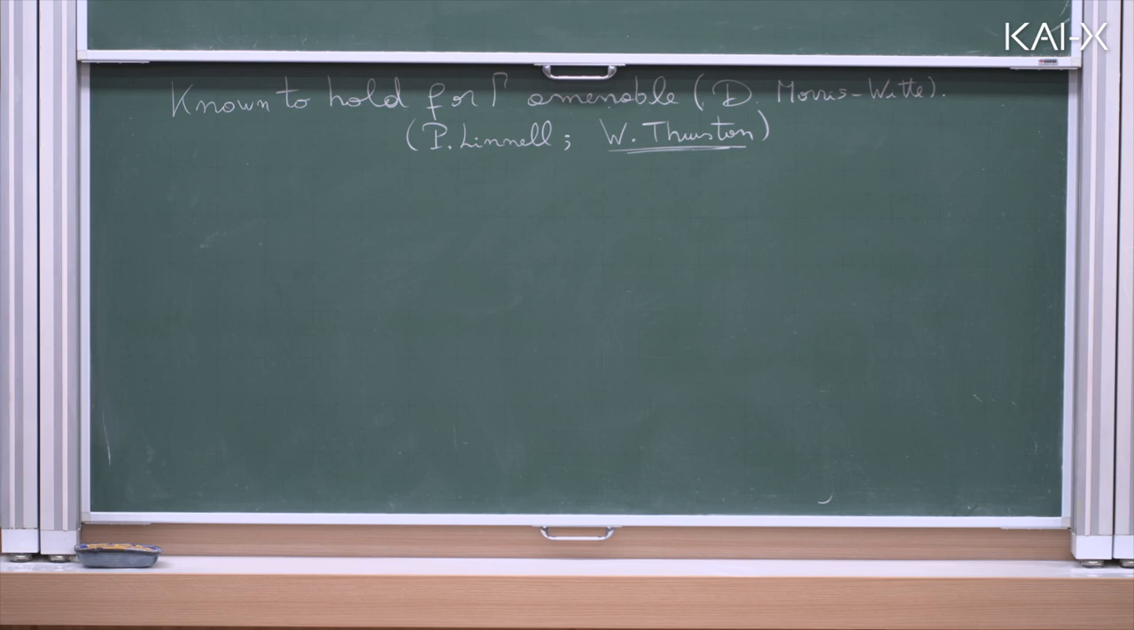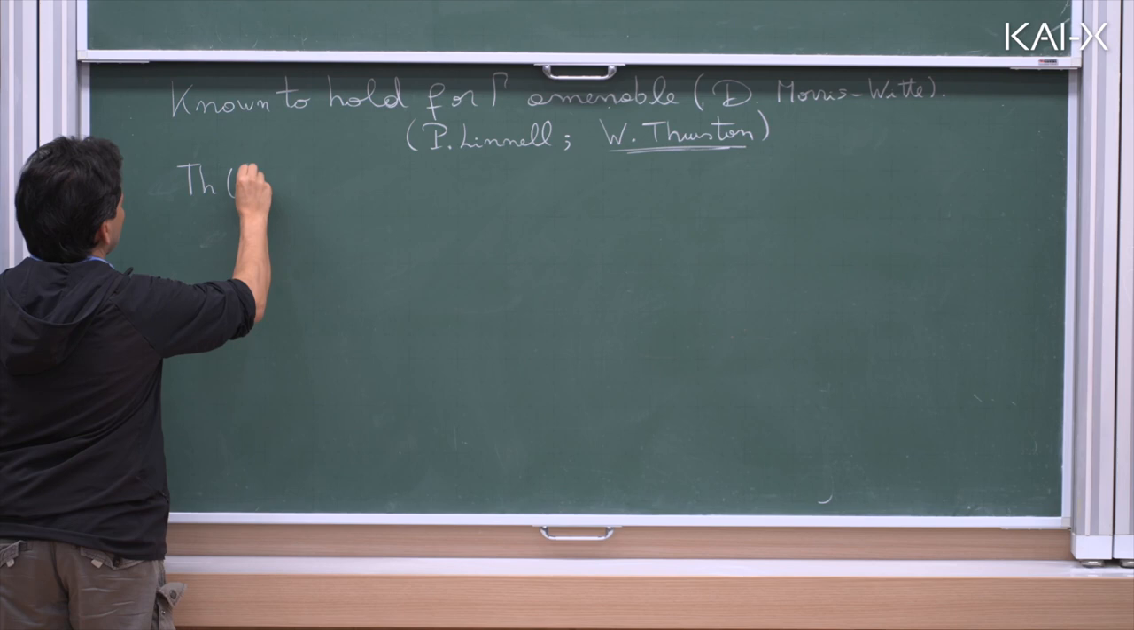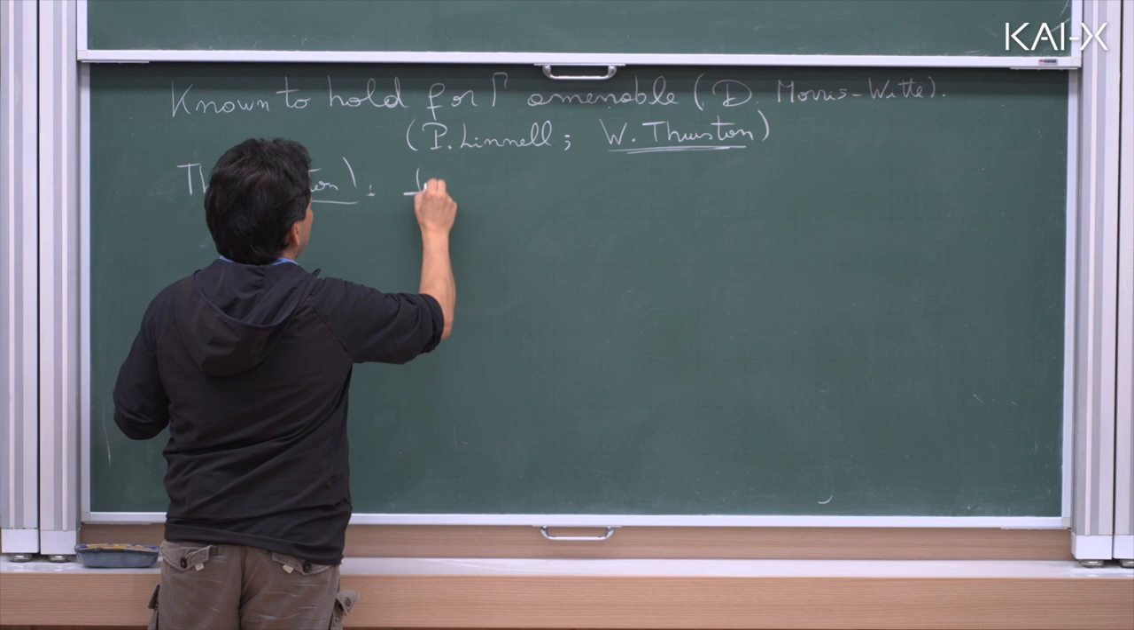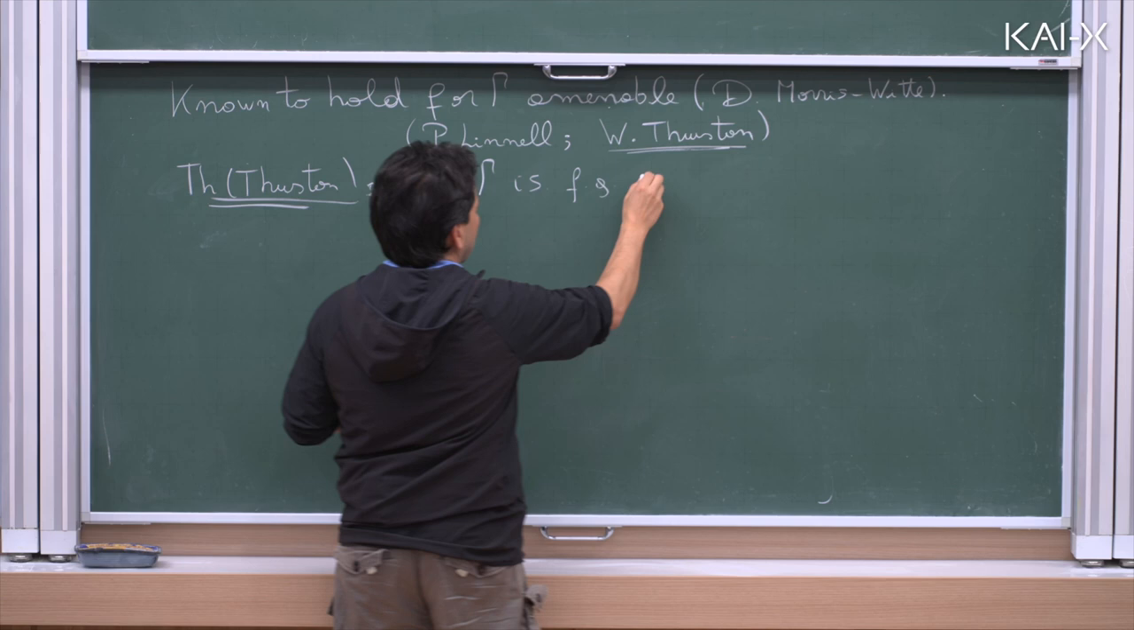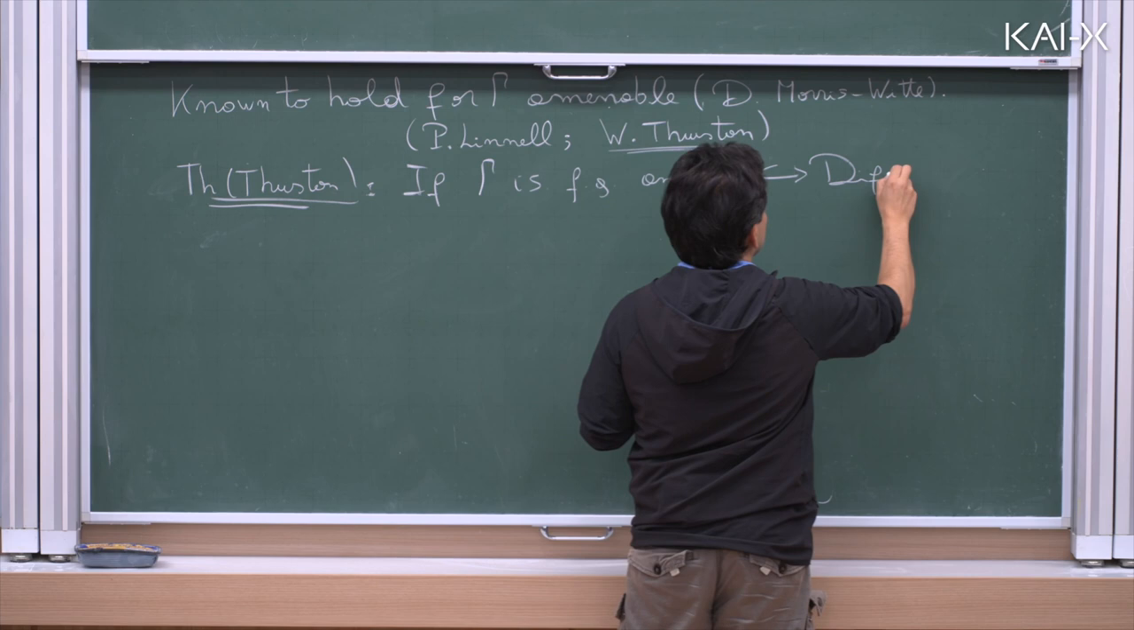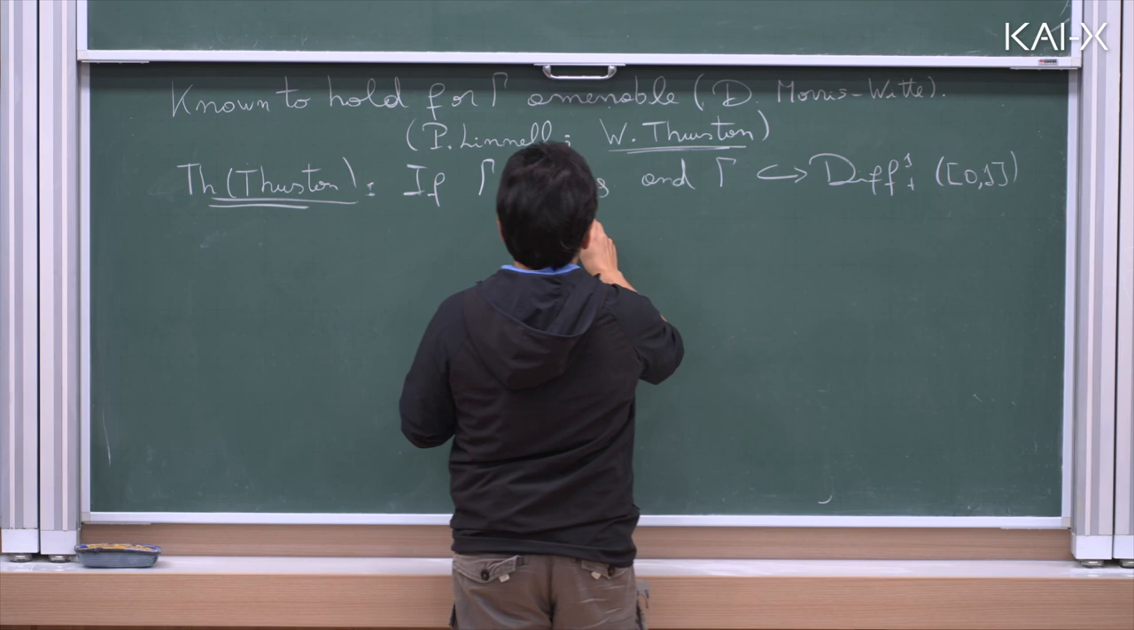Okay, and Thurston proved the following. He proved more than this, but anyway, I will state it this way. If gamma is finitely generated and gamma embeds into the group of C1 diffeomorphisms, then gamma surjects into Z.